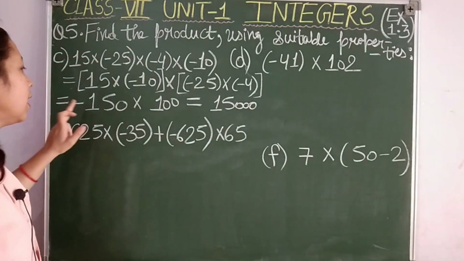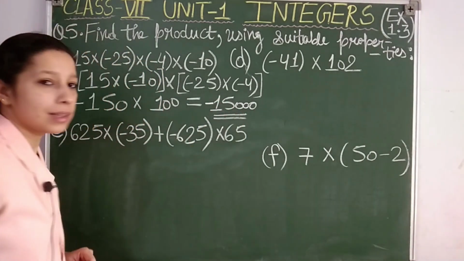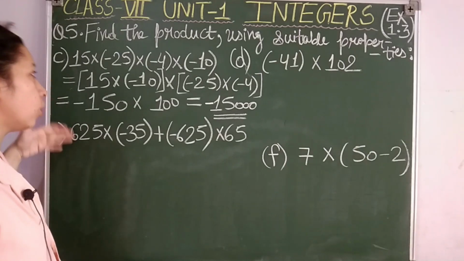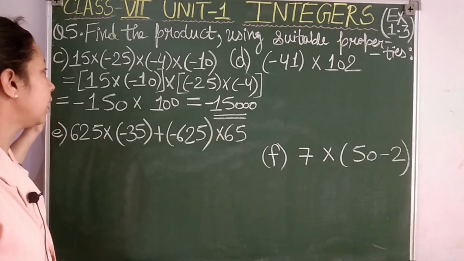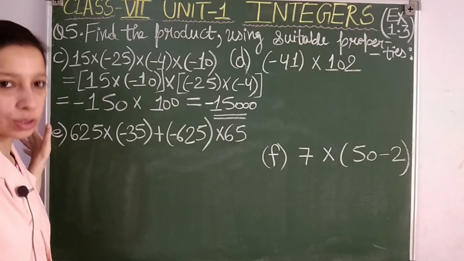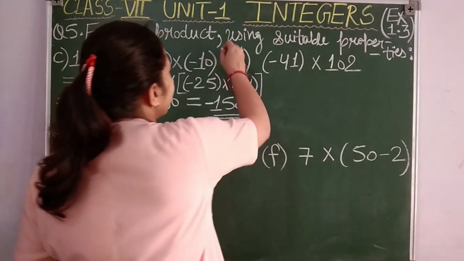And what will be the sign? Here minus plus will give you minus. So its answer is minus 15,000. Okay. You have to write the properties. I have not written, but you have to write. I am just explaining you. First we have used commutativity property and then we have used associativity property. Okay. Now let's move to our D point, D question.